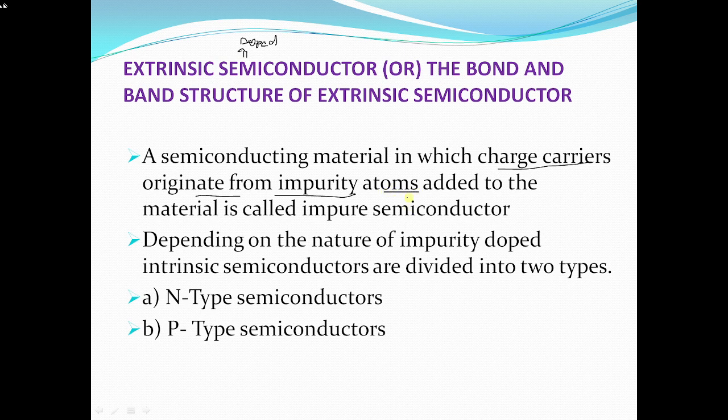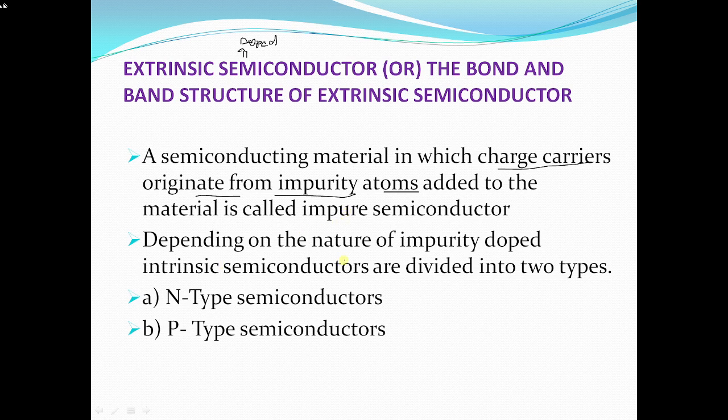See here, charge carriers. What are the charge carriers in semiconductors? Electrons and holes. So these charge carriers originate from impurity atoms. We get them from impurity atoms. So those are called extrinsic semiconductors.